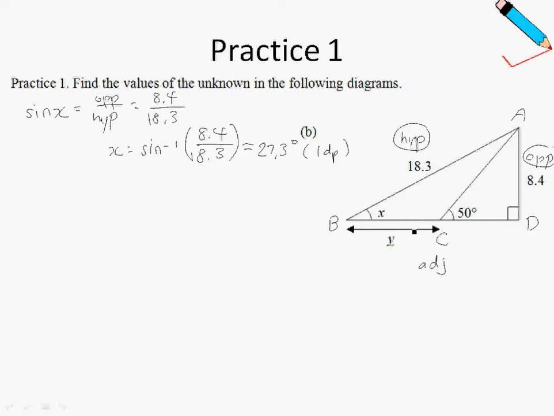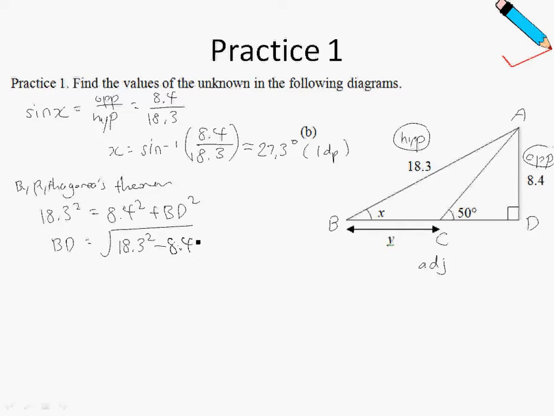Okay, to find y, this will be a little bit more tedious. Let us first find length BD. How do we find length BD? We will use Pythagoras theorem. By Pythagoras theorem, 18.3 squared is equal to 8.4 squared plus BD squared. So BD will just be the square root of 18.3 squared minus 8.4 squared. I will not do this calculation. I'll just leave it as such first because I will be making use of this later.